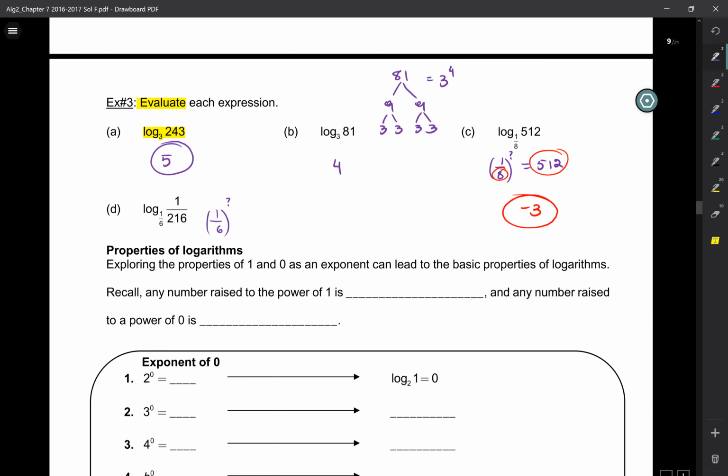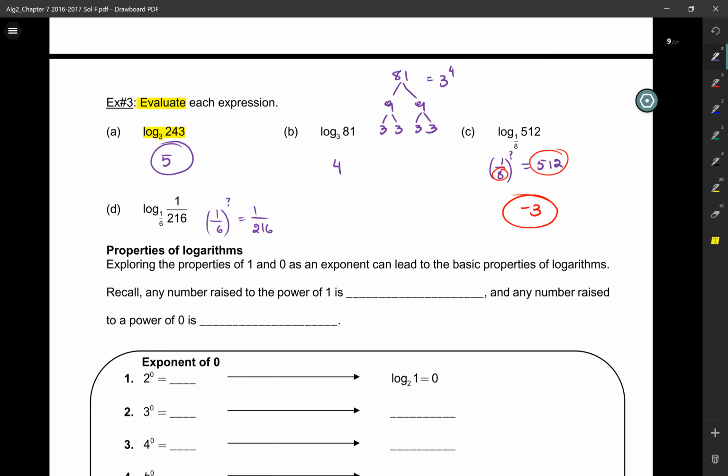1/6 to the power of what gives me 1/216? Now, is this problem the same as before where I'm going between a whole number and a fraction? No, it's a fraction. So am I going to have positive or negative? When they stay in the same form, it's positive. All right, so what do you guys think?